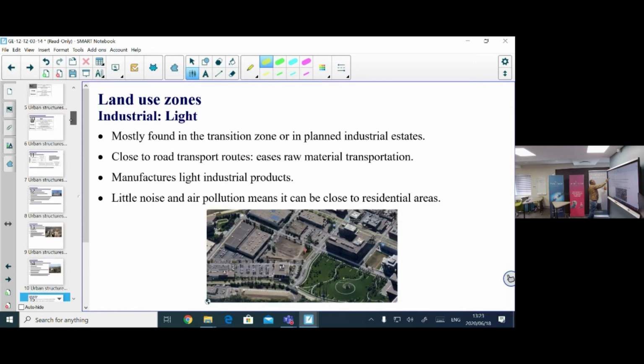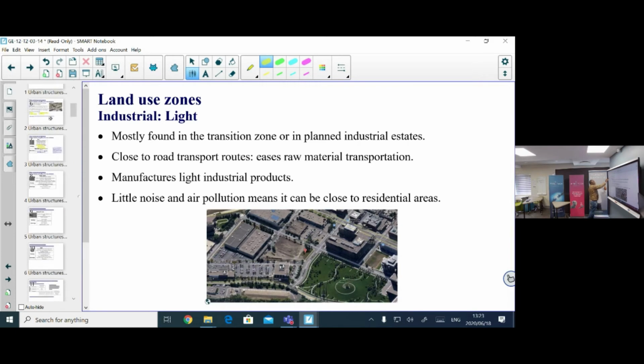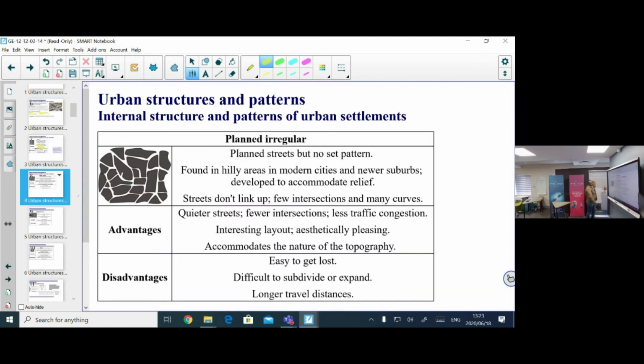I'm getting lost here on the page where we were. It was here. Right.